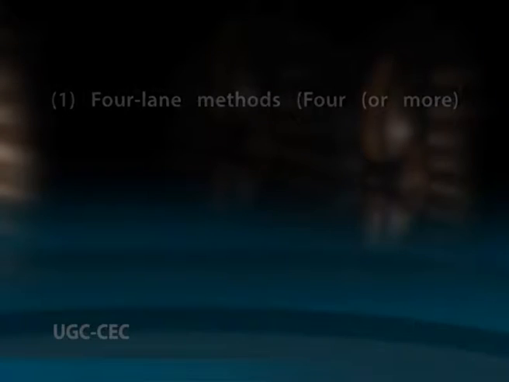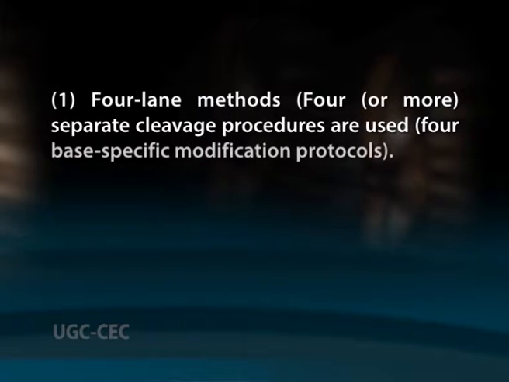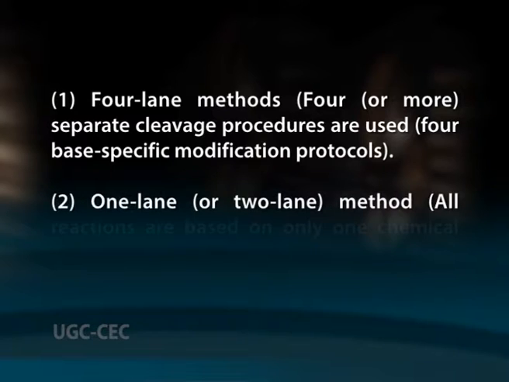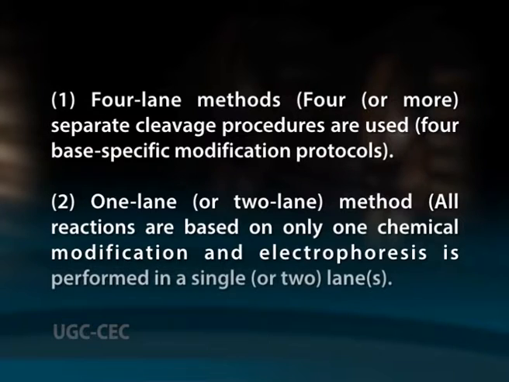The key points in the Maxam-Gilbert methods are the chemical reactions. They can be separated into 2 different groups: 1. 4-lane methods, where 4 or more separate cleavage procedures are used and the information is displayed in 4 or more parallel gel lanes, and 2. 1-lane or 2-lane methods, where all reactions are based on only one chemical modification and electrophoresis is performed in a single or 2 lanes.